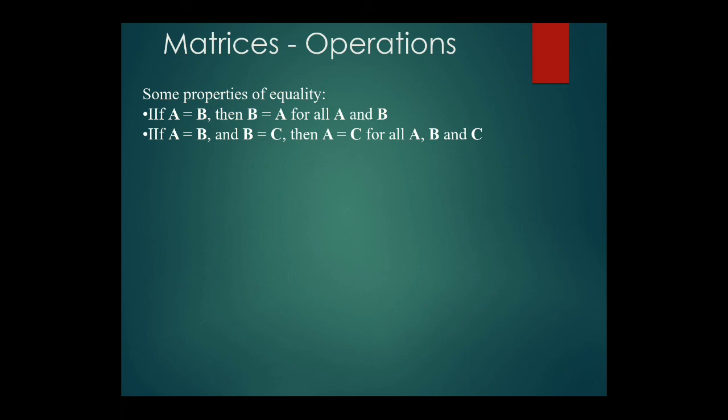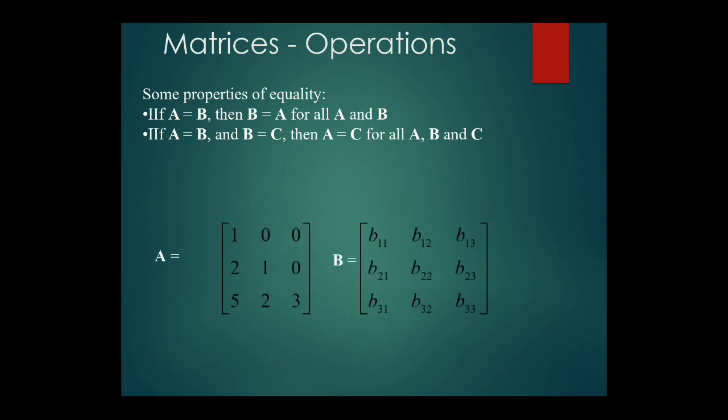Now see, we have an example of an A matrix that is 1 0 0, 2 1 0, 5 2 3, and we have a B matrix which says B11, B12, B13, B21, B22, B23, B31, B32, B33. Now, since we have been told that the A matrix and the B matrix are equal, we can thus say that B11 is equal to 1, B12 is equal to 0, B13 is equal to 0. Similarly, we have B31 equal to 5, B32 equal to 2, and B33 equal to 3. So this is basically what equality is.